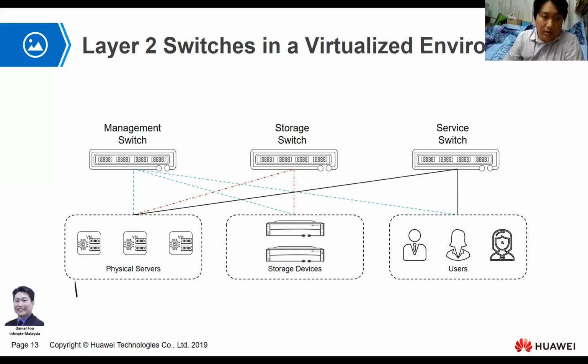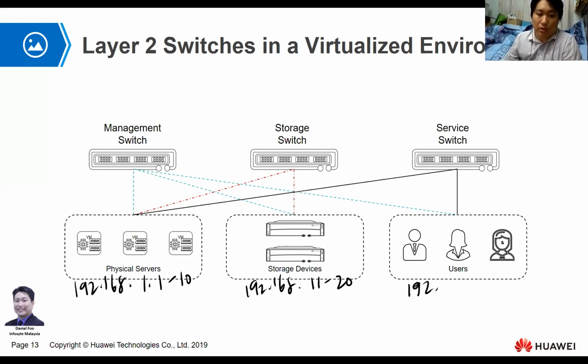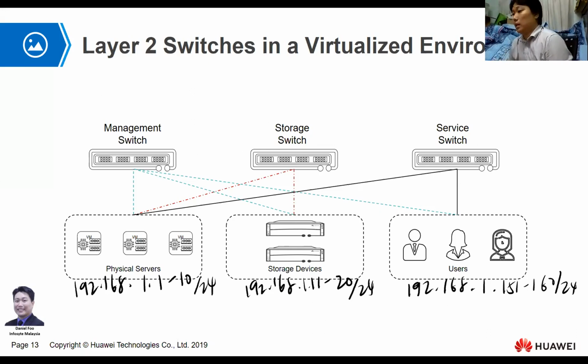So for example here, 192.168.1, 1 to maybe 10. This one is 192.168.1, maybe 11 to 20. And this one is 192.168.1, 151 to maybe 160. All of them actually come from the same /24 network. Then they will be able to communicate with each other. And all of them are under the same VLAN 1 ID, for example. So with this design, a normal layer 2 switch can get the job done.